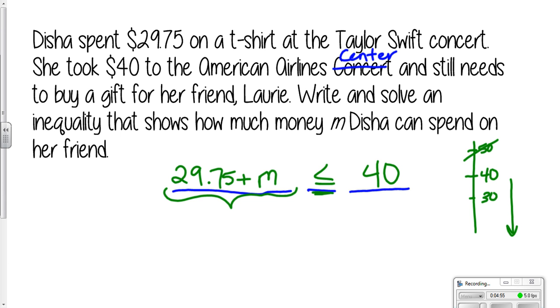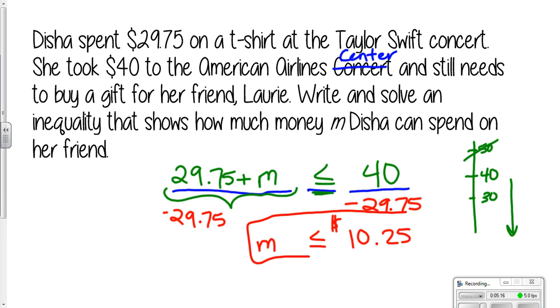So now we'll solve, which is where a lot of y'all are wanting to subtract, right? We'll subtract $29.75 from both sides. So M is less than or equal to, what would that be? She's got at least $10, $10.25.